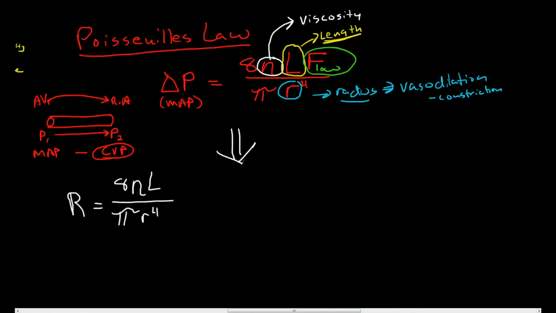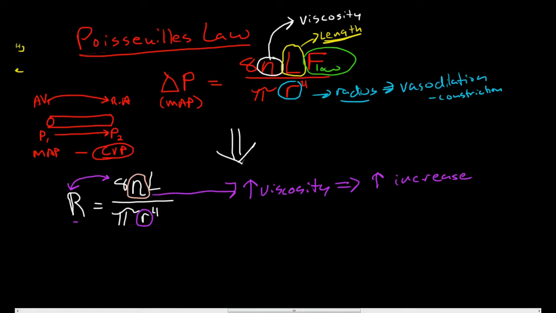So the variables that can be changed in the body are the viscosity and the radius. Now, the resistance is directly and linearly related to the viscosity of the blood. So if viscosity increases, resistance increases. And it's a linear relationship.